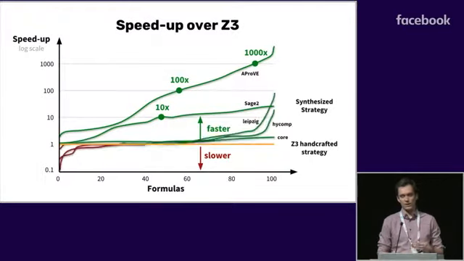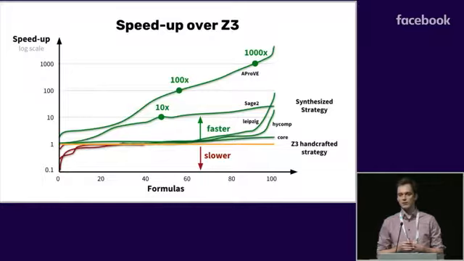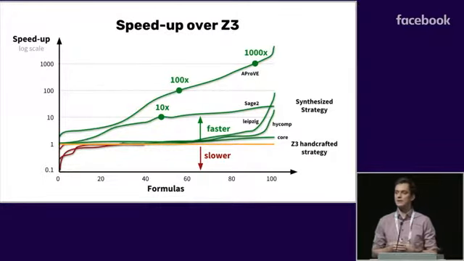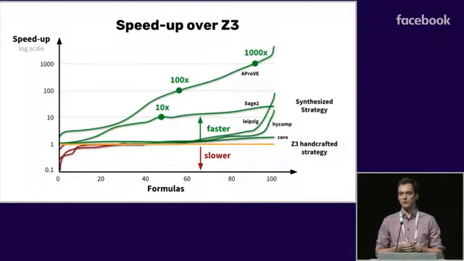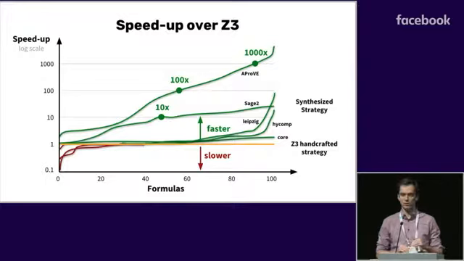And of course, there are also benchmarks where the default strategy is already quite good in the Z3 solver. But even in these cases, we actually managed to improve over the hand-crafted strategy. And one thing to notice is that really we start without any prior knowledge. So we don't start at the line that says 1. We start at the line that says 0.